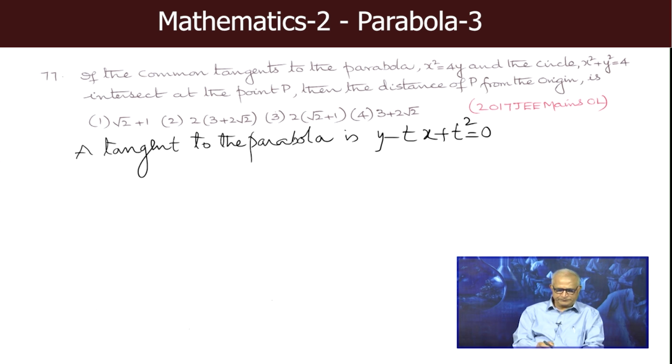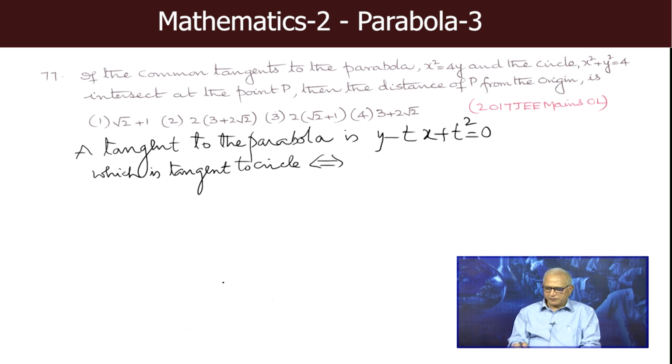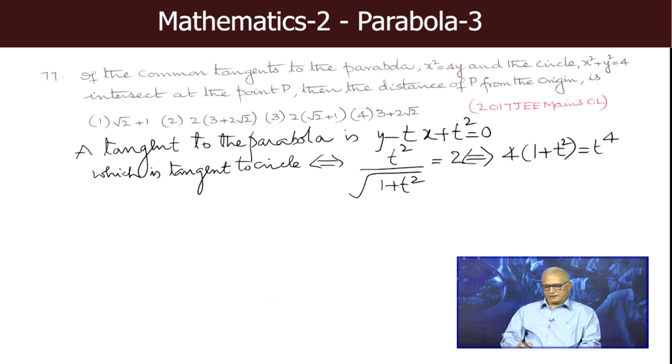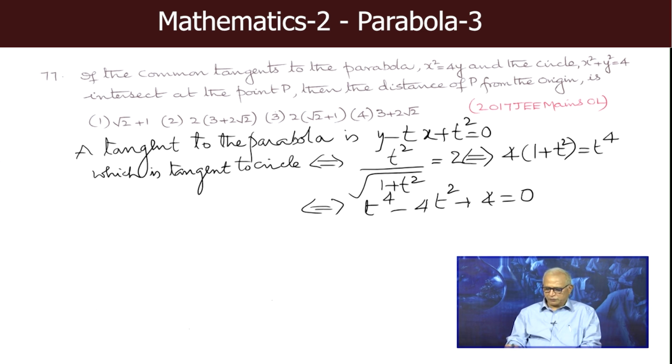This is also a tangent to the circle if and only if distance of the center from the straight line, t square by square root of 1 plus t square, is equal to radius 2, or if and only if 4 into 1 plus t square is equal to t power 4, squaring both sides, or if and only if t power 4 minus 4t square minus 4 equal to 0.